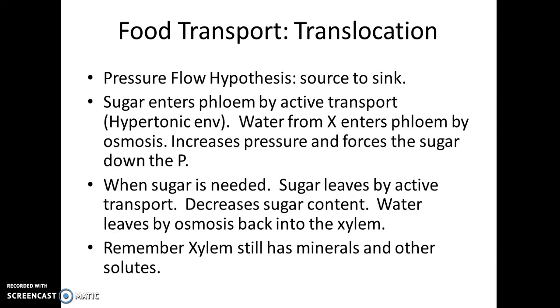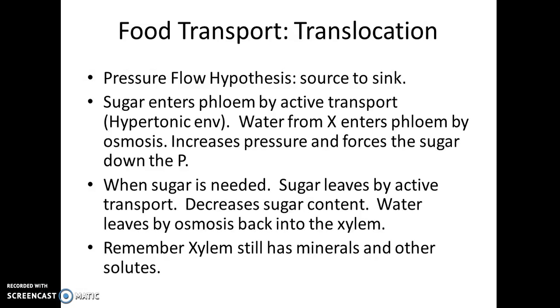Food transport, which is also called translocation, is explained by the pressure flow hypothesis, which is a source to sink. So you move it from where the glucose is produced to where the glucose is needed. The sugar will enter the phloem by active transport, right, and it produces a hypertonic environment, low water potential. Water from the xylem will enter the phloem by osmosis, moving from a high water potential to a low water potential. As the water moves into the phloem, this increases the water pressure in the phloem and forces the sugar down the phloem. Now, when the sugar is needed, sugar will leave by active transport.